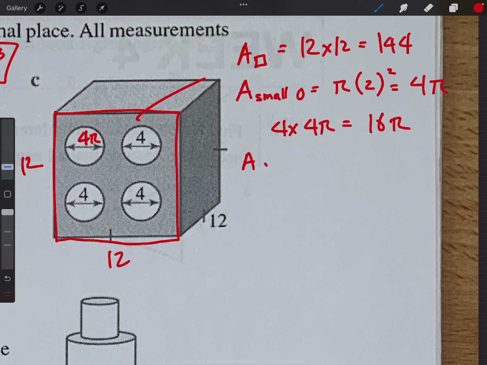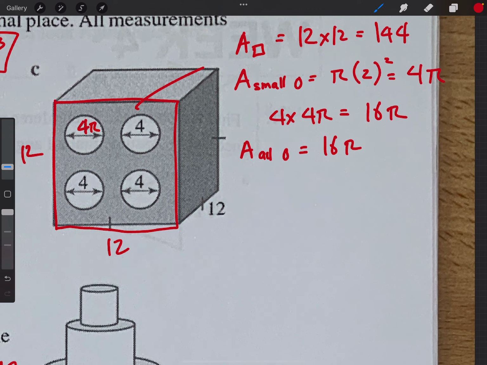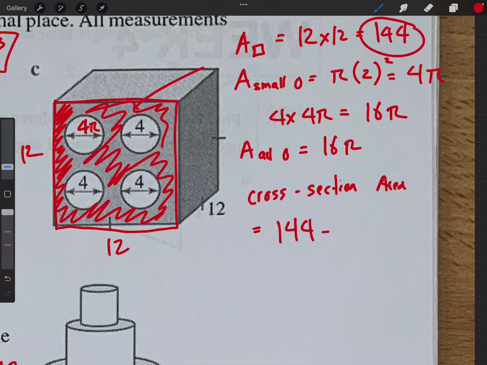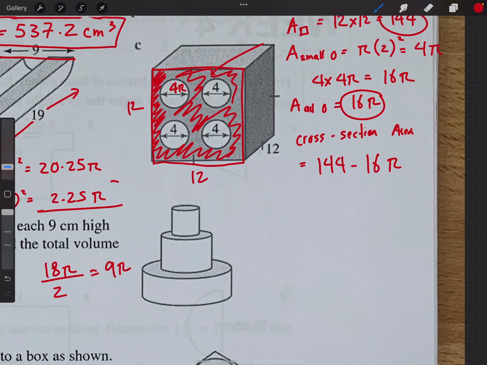So the area of all circles is equal to 16 pi. Now, to find the area of the bits that remain after we subtract, we just have to do a little subtraction, okay? So we do the area of the cross section. This face is called the cross section area. Cross section area is equal to the area of the square, which is 144, take away the area of the 4 circles, which is 16 pi. Okay, and we're just going to leave it like that.